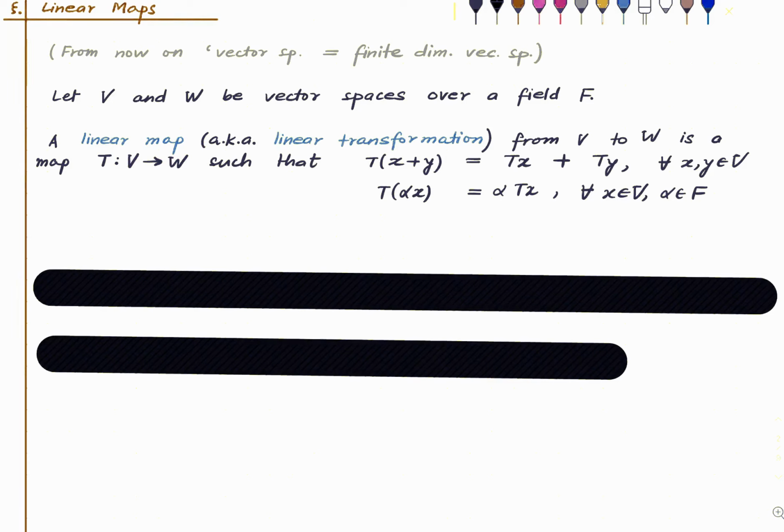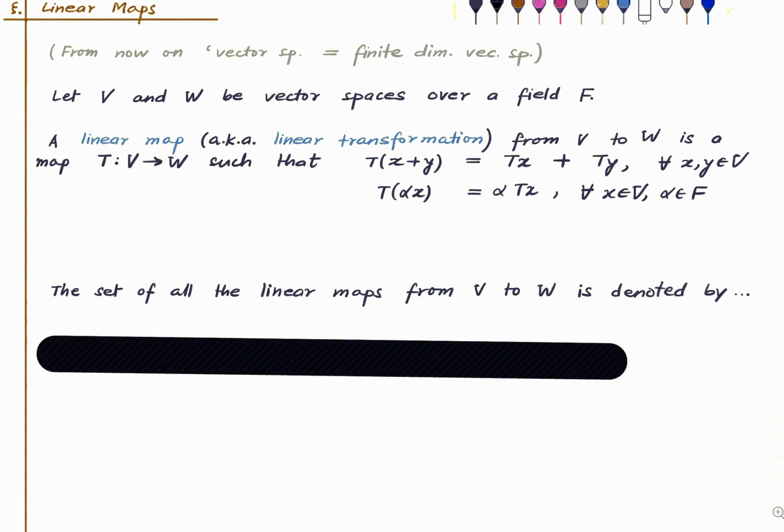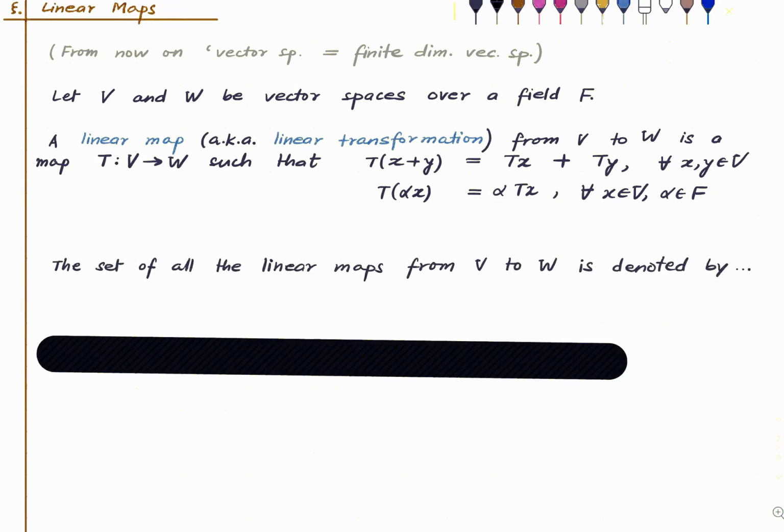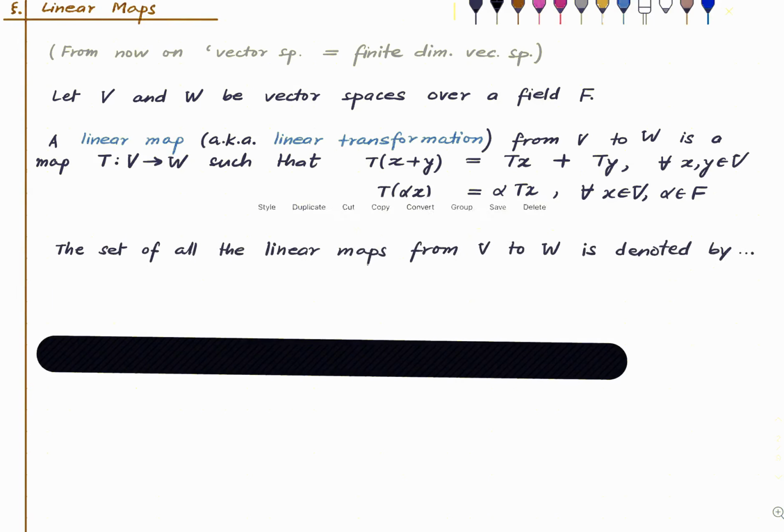Yeah, let's continue. So this is a notation. The set of all the linear maps from V to W is denoted by this notation Hom(V, W). Just a matter of notation. Hom stands for homomorphism, but we don't need to know that.